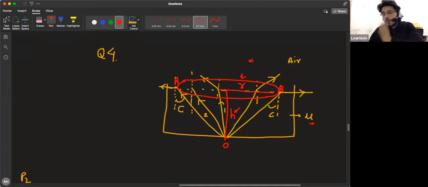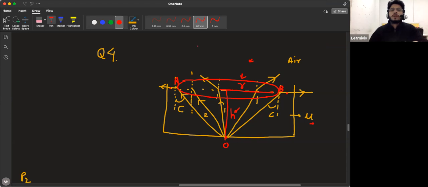So the rays which are incident on the surface beyond point B will not come out of the beaker. The reason is this ray will undergo TIR. Similarly, the ray which is incident here will also not come out of the surface. It will undergo TIR. So the rays which are incident in between A and B can come out of the surface.